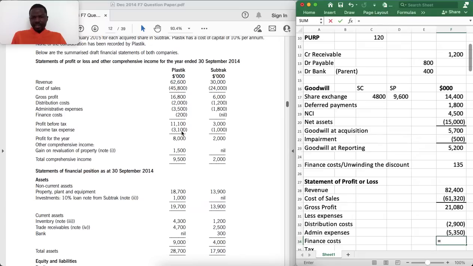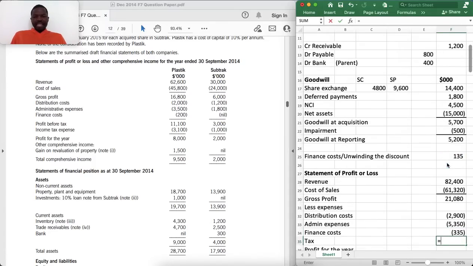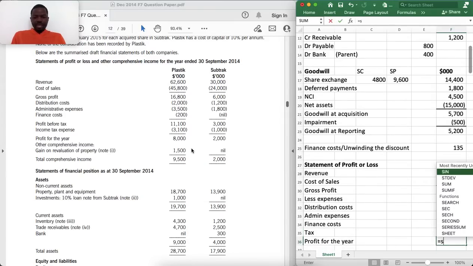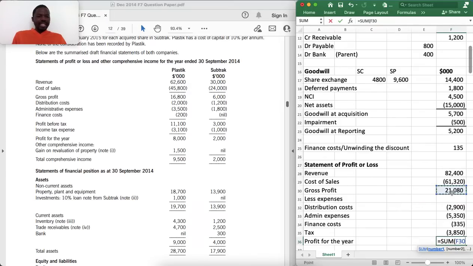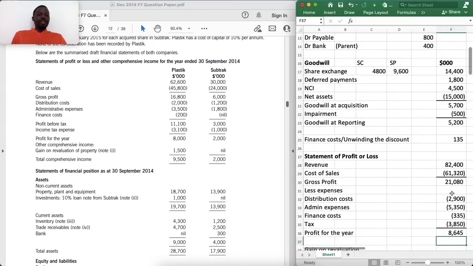Then the finance cost, we have the finance cost of the parent as 200. We need to add on that the unwinding of the discount on the deferred payment, like that. Then our tax, we have 3,100 for the parent, less 9 out of 12 multiplied by 1,000 of the subsidiary. We get that. Then when we sum everything, we should get the profit for the year.